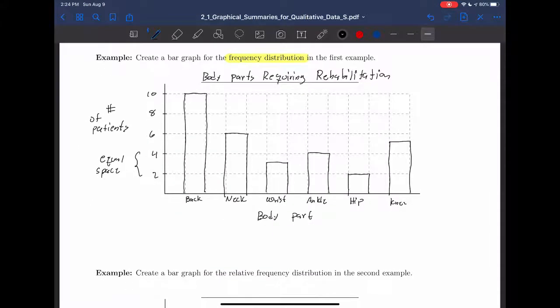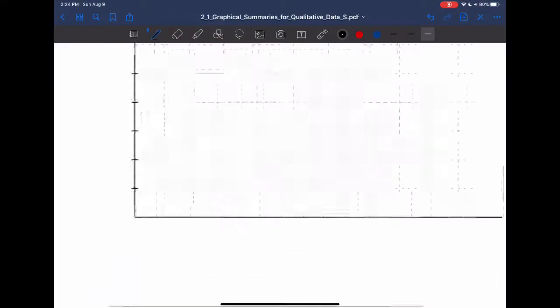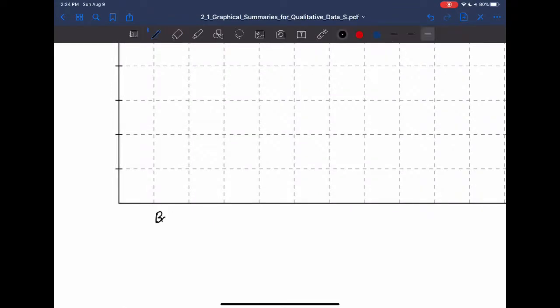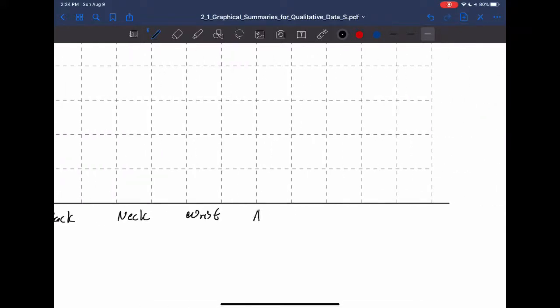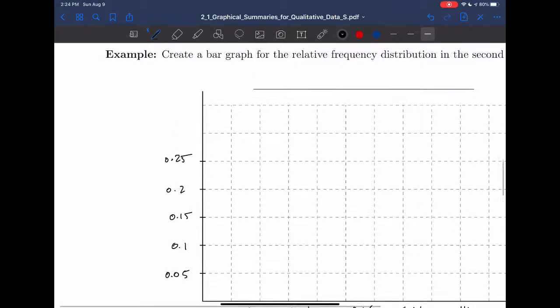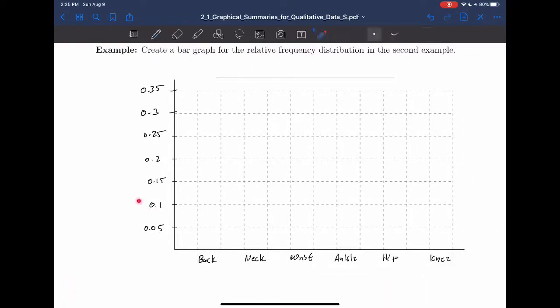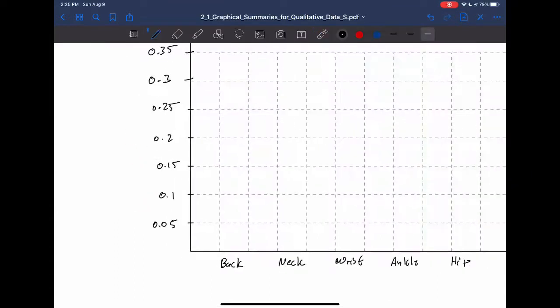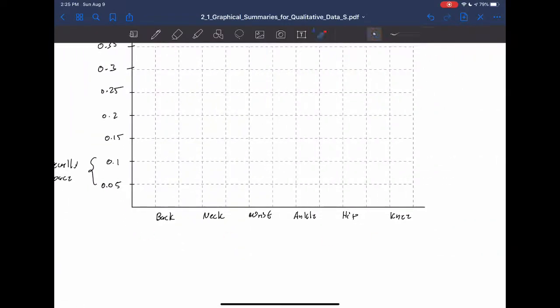Okay, so we're going to do the same thing, but with the relative frequency distribution. So again, let's put in all the categories. So we have back, neck, wrist, ankle, hip, knee. And notice that again, they're equally spaced out, which is what we want in our bar graph. Here in our y-axis, we have 0.05, 0.1, 0.15, all the way up to 0.35. Notice that I'm not jumping really big, like I'm not going from different spacing. I'm increasing everything by 0.05. And that's something to take note of.